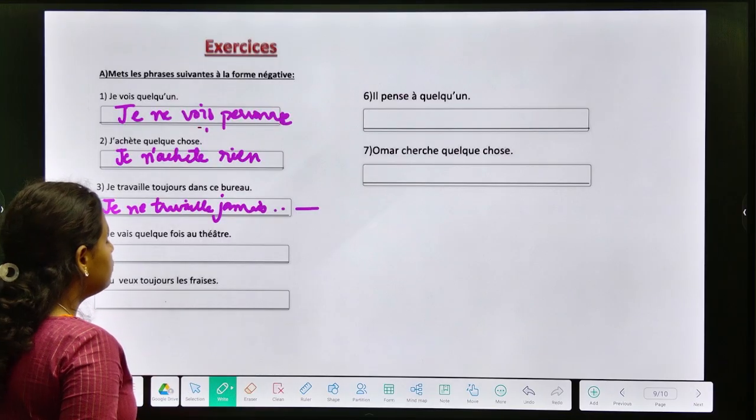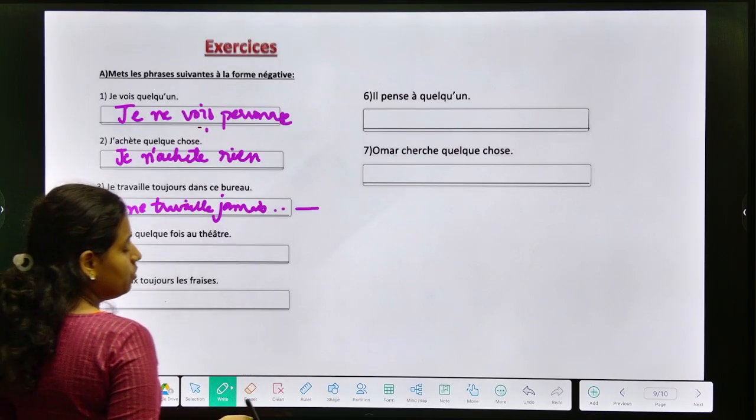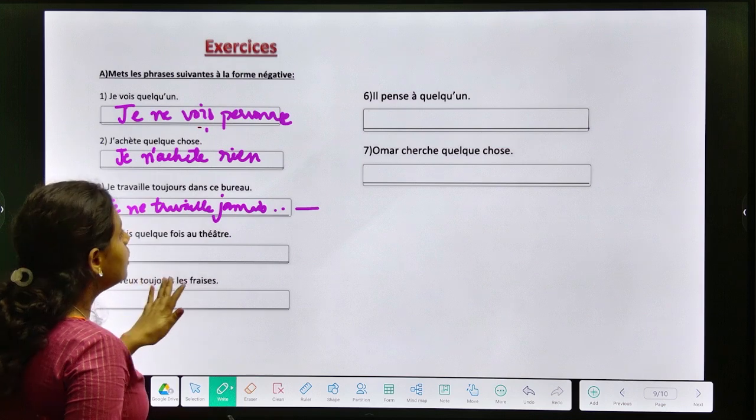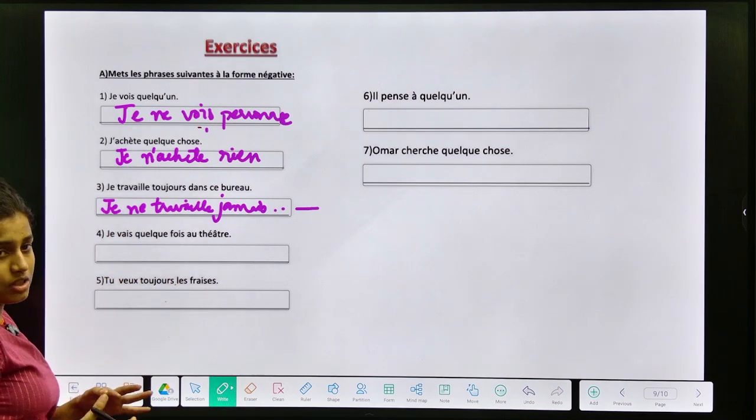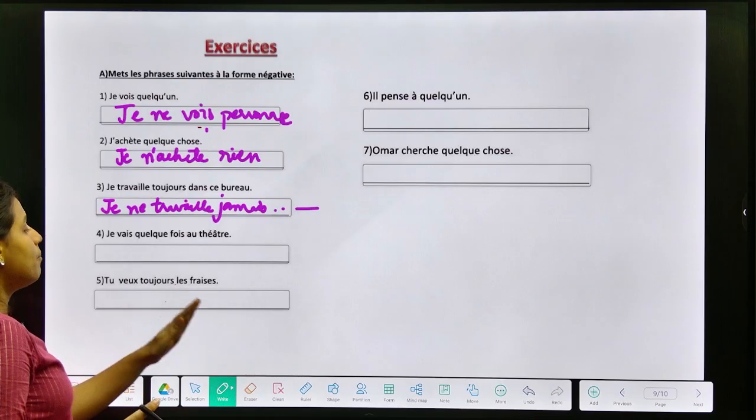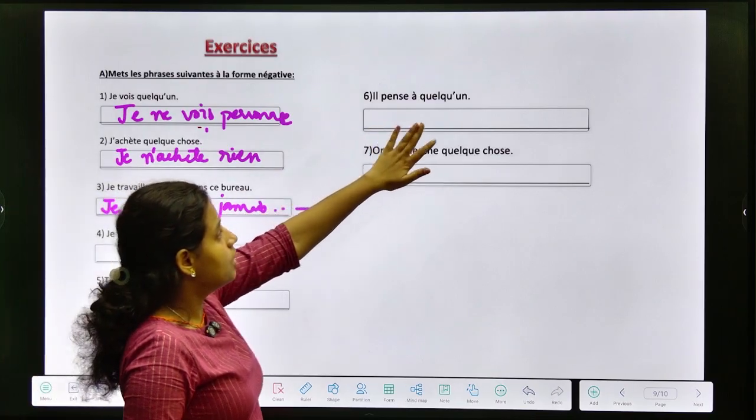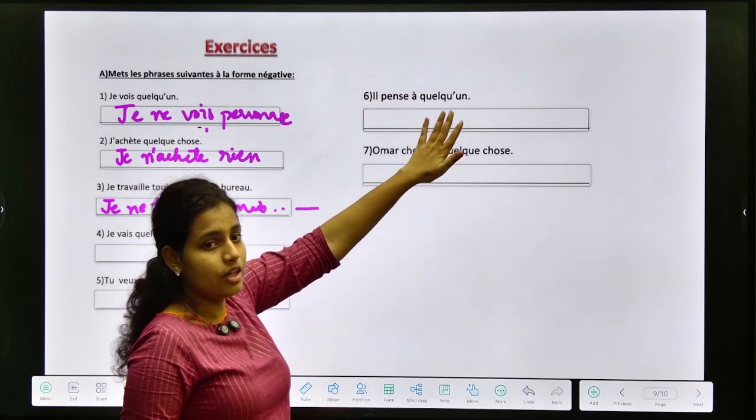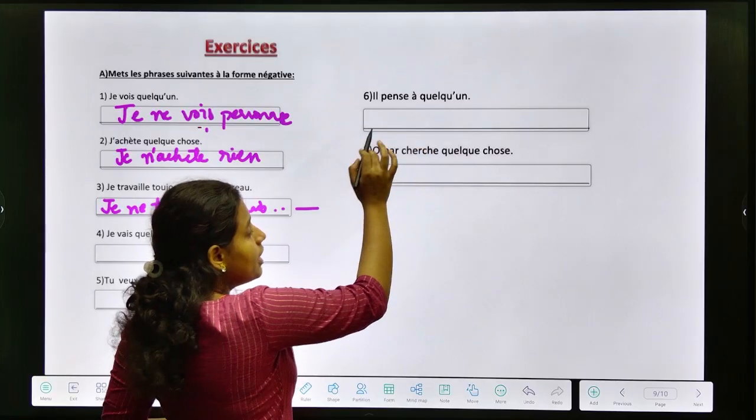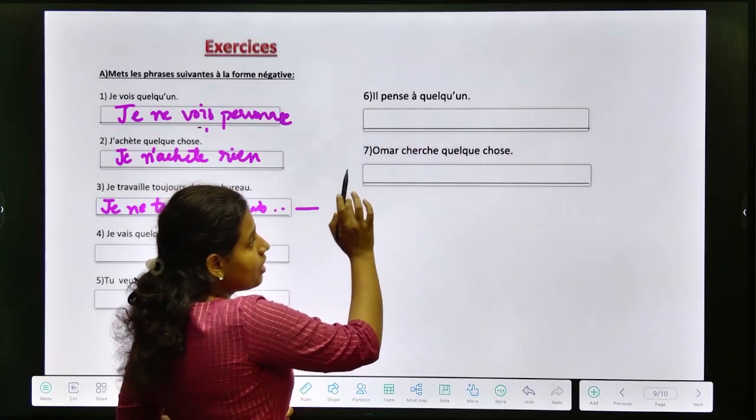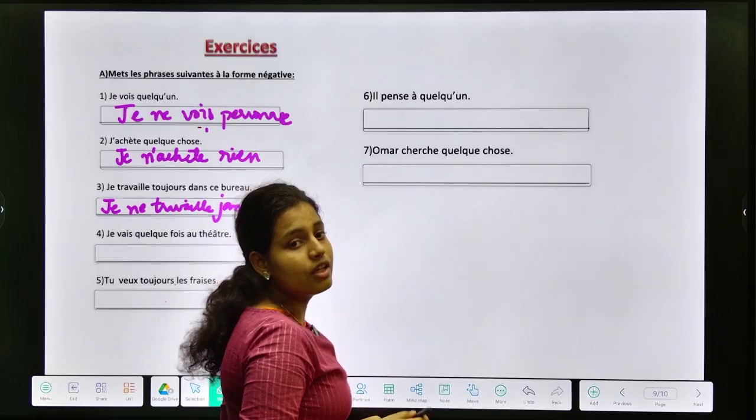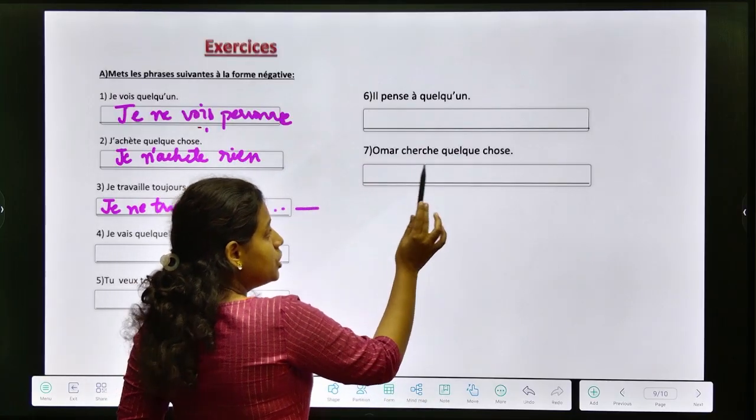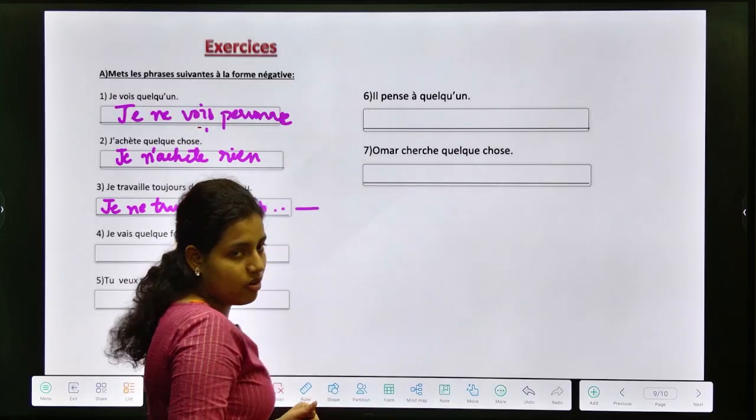Then je vais quelquefois au théâtre. I sometimes go to the theater. I no more go to the theater. Then tu veux toujours les fraises. You always want the strawberries. You never want the strawberries. Tu ne veux jamais les fraises. Then il pense à quelqu'un. He thinks of someone. He thinks of no one. Il ne pense à personne. Omar cherche quelque chose. Omar is looking for something. Omar ne cherche rien. Omar is looking for nothing.